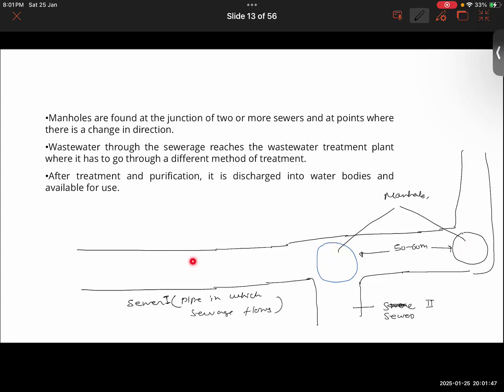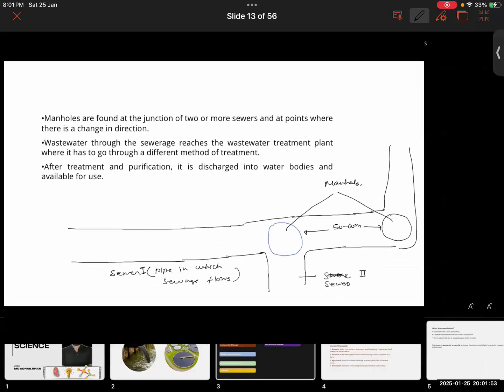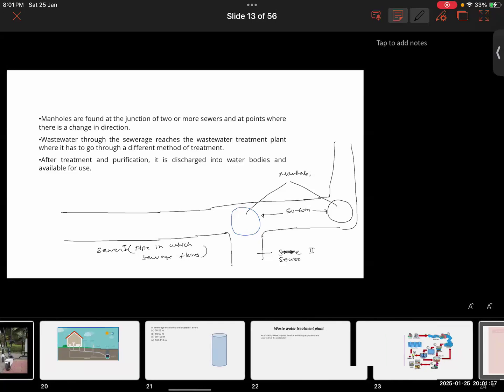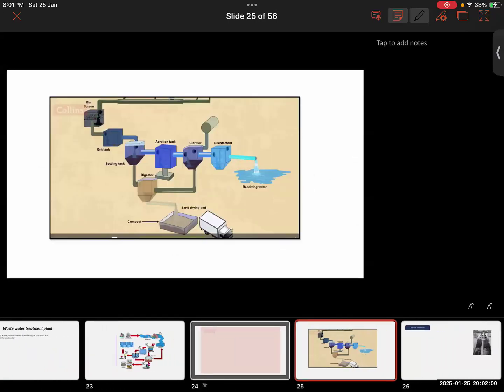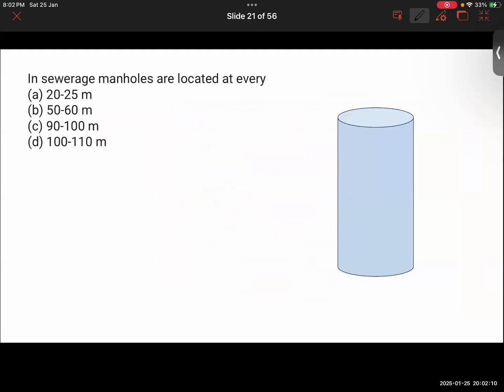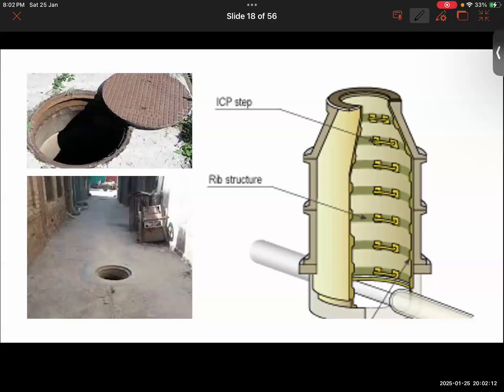And what is the purpose of all these sewers, all these pipes? It is to carry all that sewage into the wastewater treatment plant, this thing over here, which we'll discuss later on. So all these pipes that you see over here are basically bringing the sewage, and it further goes into the different chambers for the purpose of cleaning it.